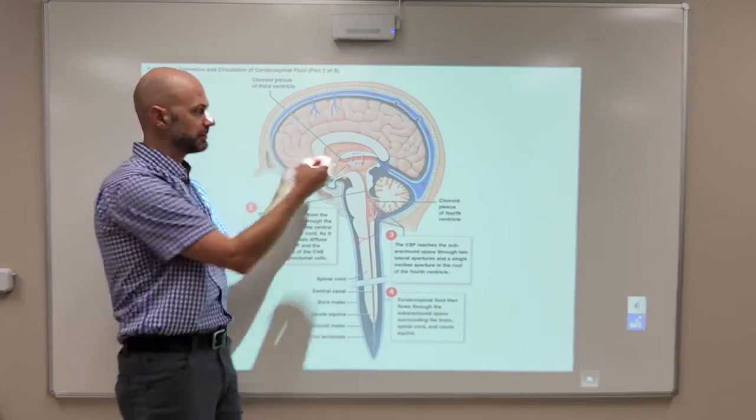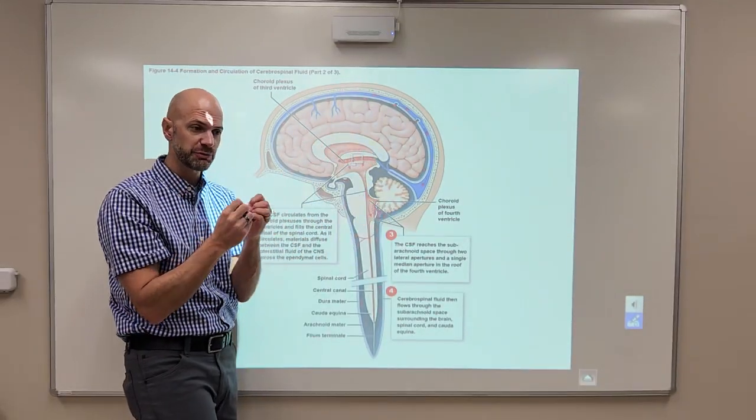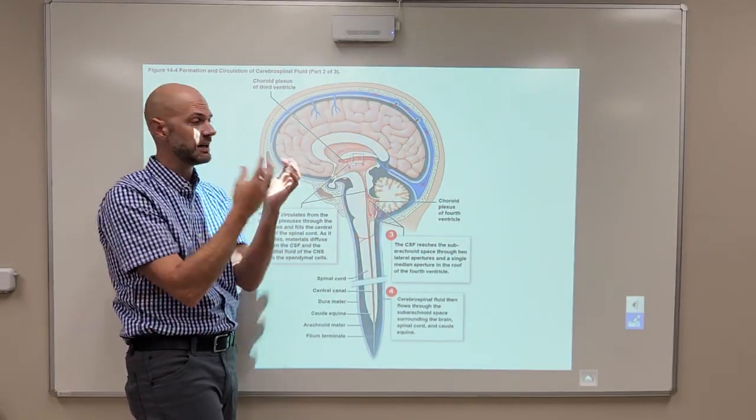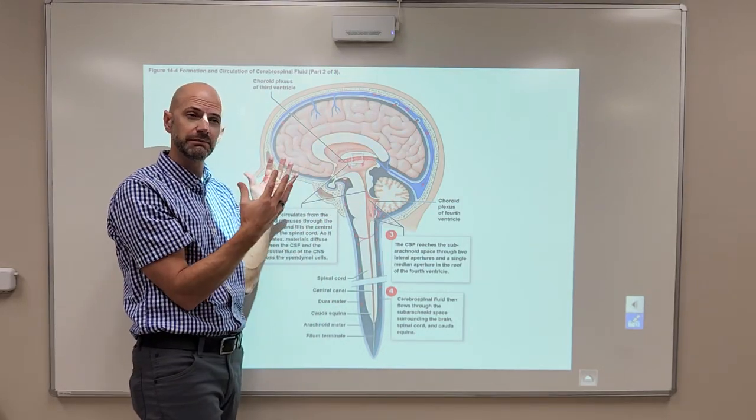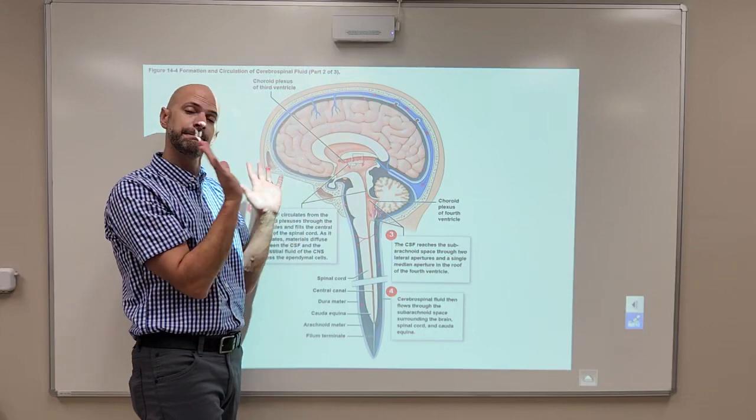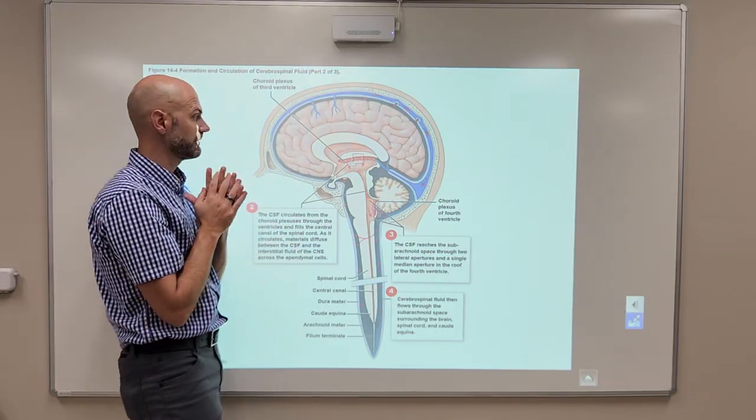So if we have constant supply, think about a spring, right? A spring is like where water's bubbling up out of the ground. So we're continually making CSF. Well, where does it go? Wouldn't it create pressure, and that would be a problem? Maybe. Okay, that's a good way of thinking about it.